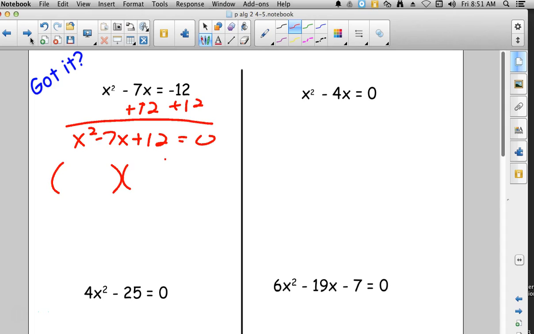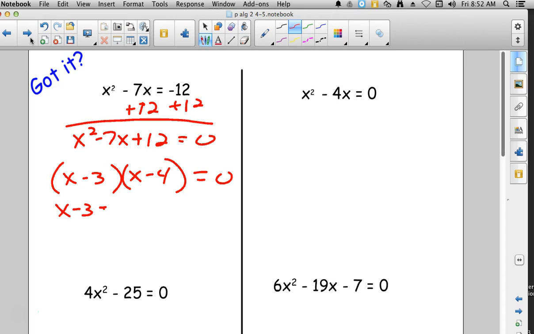Well, it's possible that it's still factorable because we know x times x will give us x squared. Well, let's think about it for a second. We're going to need a couple numbers that multiply to 12 and add to negative 7. Negative 3 and negative 4. There they are. And then we continue on because this is supposed to equal 0.